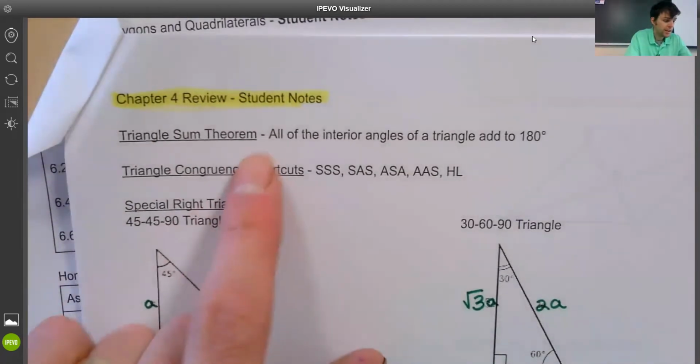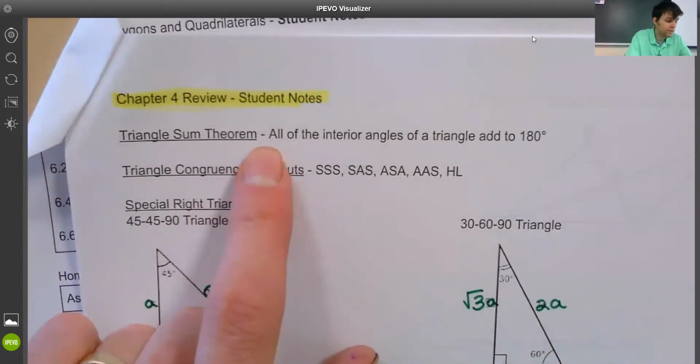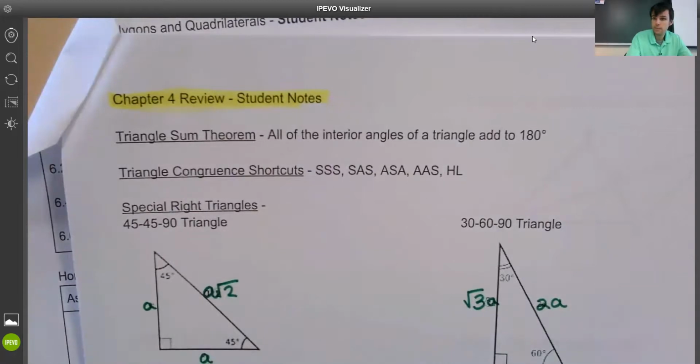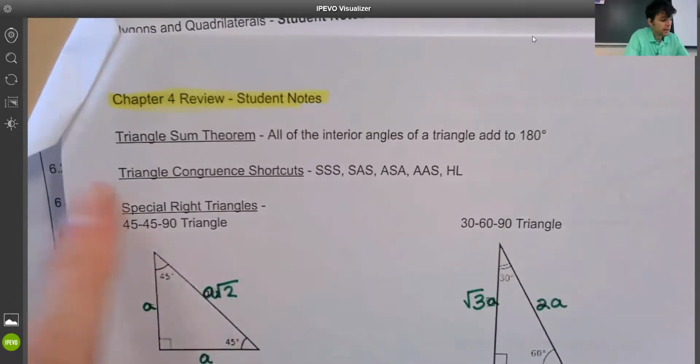So, basic idea, right? All of the interior angles of a triangle will add to be 180 degrees. Doesn't matter what kind of triangle it is, right triangle, acute triangle, whatever. They're always going to add up to 180. And triangles show up all over the place, so we'll definitely be making use of that. We'll take a look at some examples of that specifically in a little bit here.